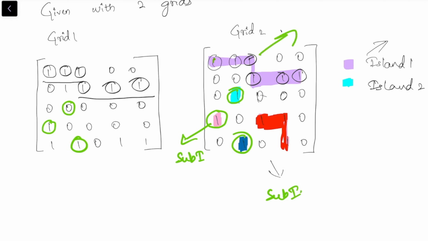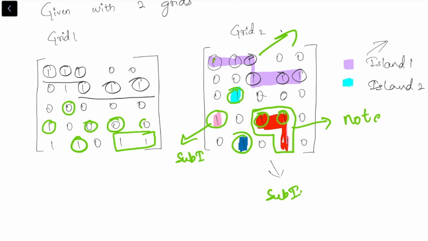So how many sub-islands did we find? If you consider this particular thing, there are only these two when we compare with this. I mean, this particular one has no corresponding land. This particular one has no corresponding land. I mean, these two. Okay. Hence, this is not a sub-island. Not a sub-island. Okay. In this way, we need to find the number of sub-islands in grid 2. So for this particular question, it's 3. This is 1.